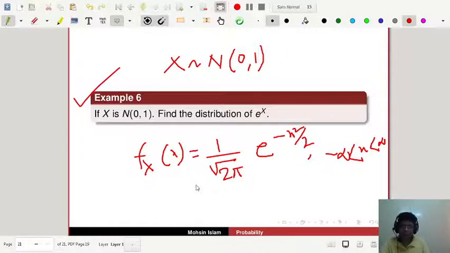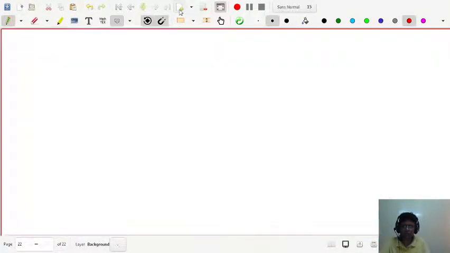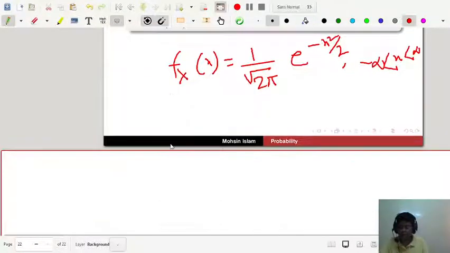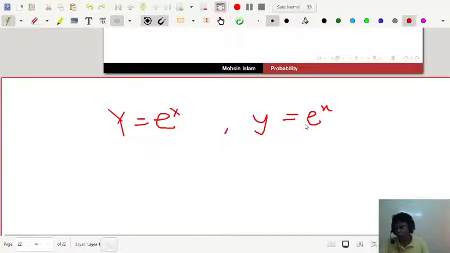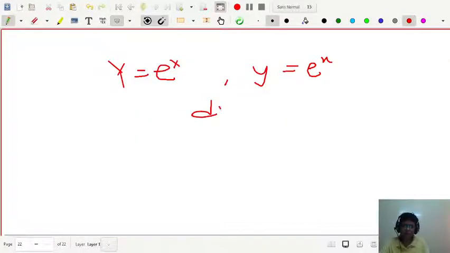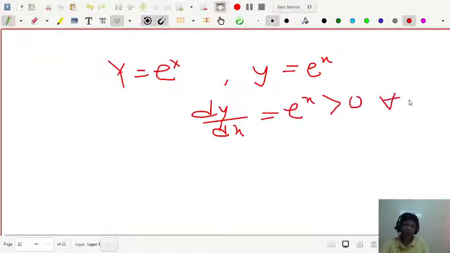You have to find out the distribution of e to the power x. So in this case also, let y equal to e to the power x. So in real variable it is given by y equal to e to the power x. Now what is your dy/dx? dy/dx is e to the power x, and that is positive for all x belongs to R, for any real number.